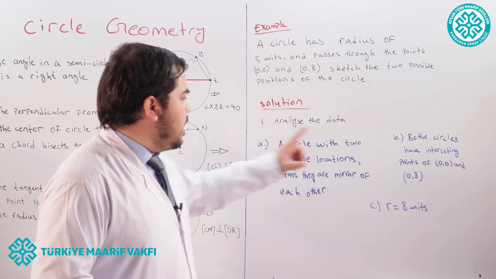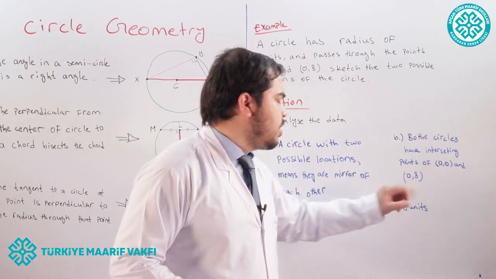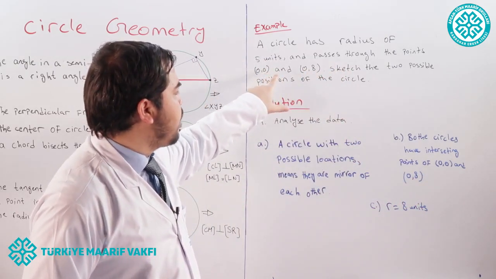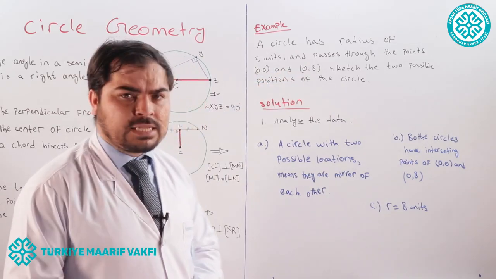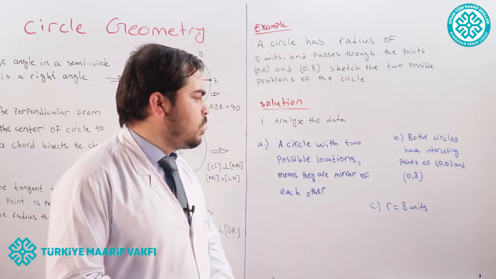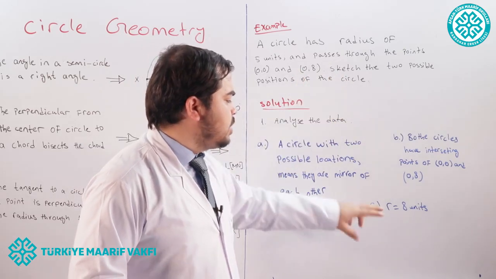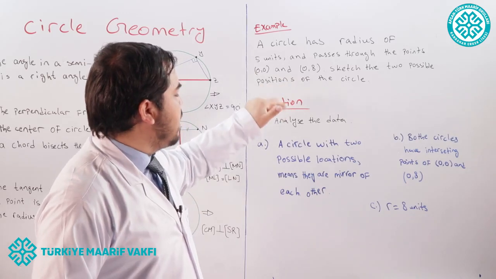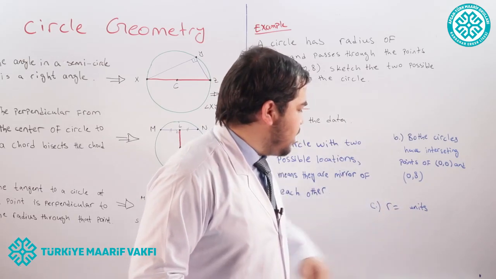Now, B. Both circles have intersecting points A (0, 0) and (0, 8). The question says that the circle passes through (0, 0) and (0, 8). That means both circles are passing through the same points, which are (0, 0) and (0, 8). The third thing that the question tells us is the radius. Here they have mentioned that the radius of the circle is 5 units.